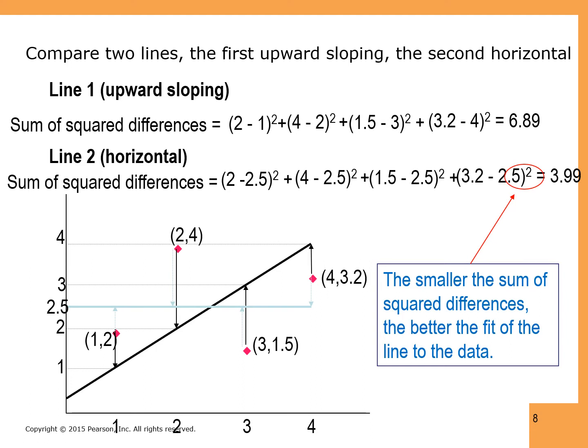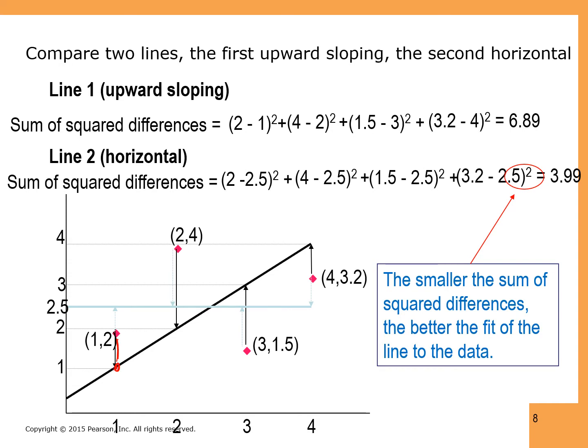First, let's calculate the sum of squared differences for the upward sloping line. Here we have a data point, the first observation, that has an x value of 1 and a y value of 2. And the error term will be the difference, or the distance, between this actual data point and the regression line.